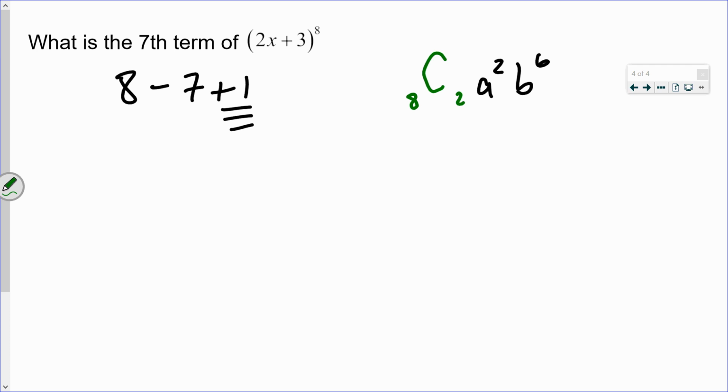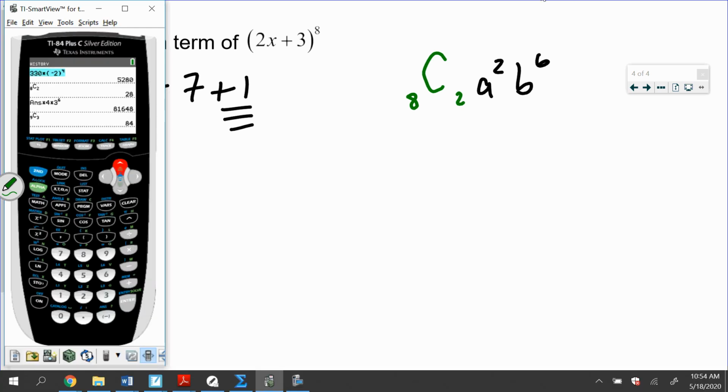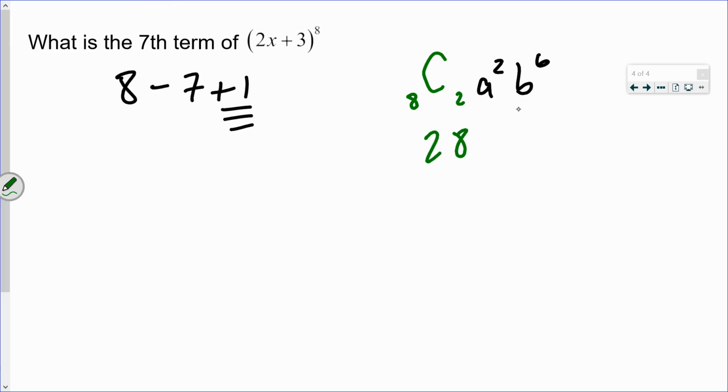So I'm going to do that in my calculator. 8 choose 2, again, is right here. I pressed math, went over to probability. 8 choose 2 is 28. But in this case, my a now is 2x in parentheses. That's the number one mistake. Put it in parentheses. And then my b value is 3, so I'm going to take 3 to the 6th.